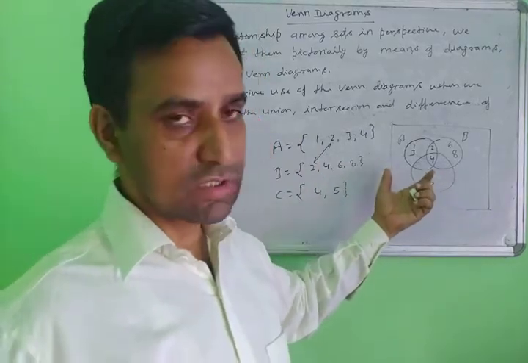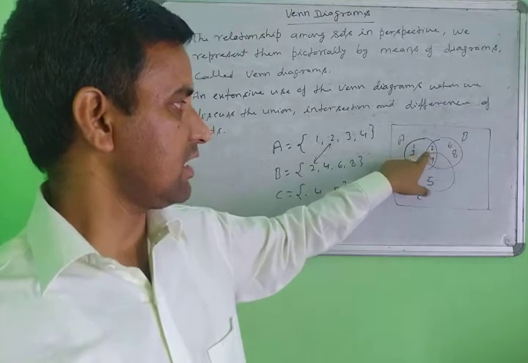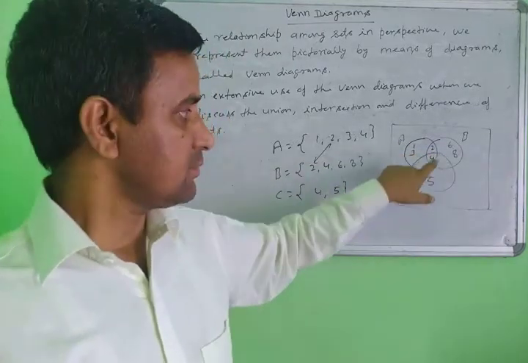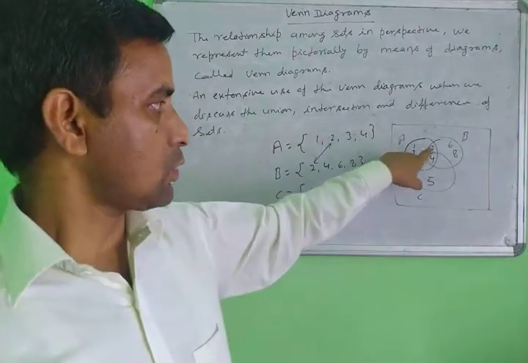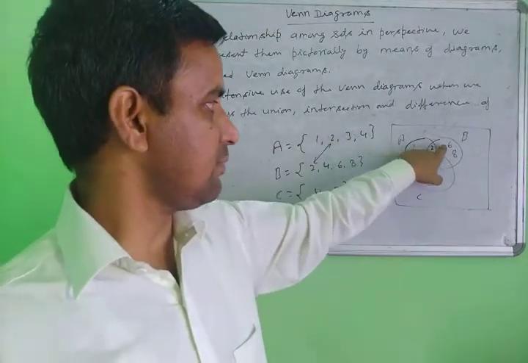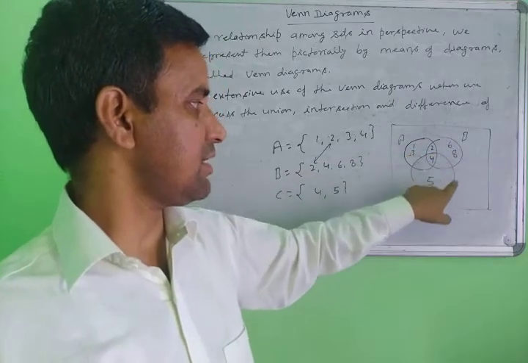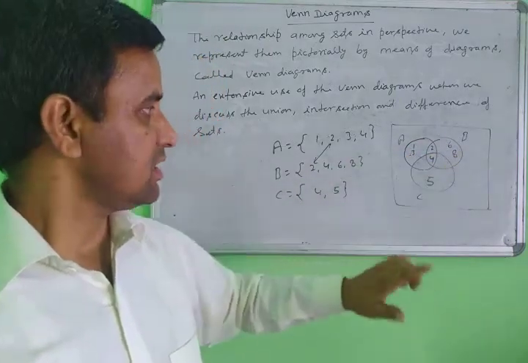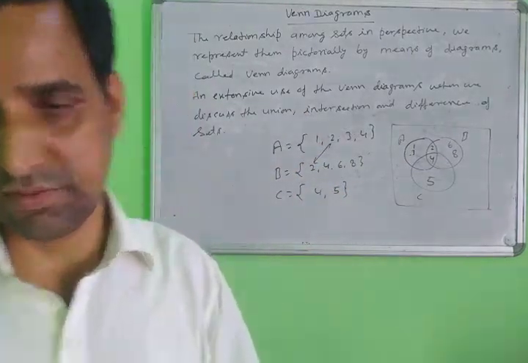This is the Venn diagram. This is the intersection part, this is the union part, and these are the separate elements. 4 is the intersection of every set, 2 is the intersection of sets A and B, 1 and 3 are separate elements, 6 and 8 are separate elements, and 5 is a separate element. This is the Venn diagram of sets A, B, C. Yes, note down. Then next.